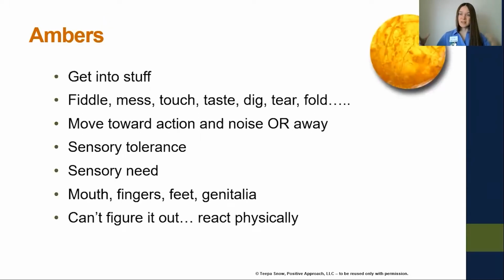Ambers can really get into stuff. They're skilled enough to get about and get into things. They can fiddle and mess with and touch and taste and dig and tear and fold. And they move toward action and noise if that's what they like, or away if that's not what they like. They have low sensory tolerance and high sensory need.